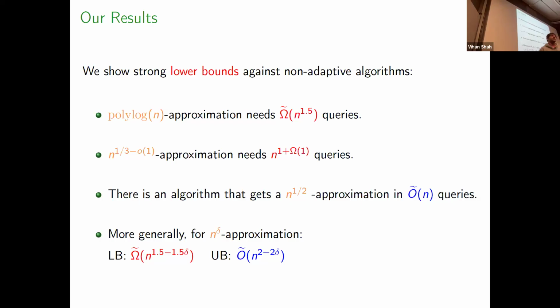Right. So, okay. There is a lower bound in the adaptive world that says if you want to get a 1 minus epsilon approximation, you need n raised to 2 minus f of epsilon queries. Yeah, we don't know.